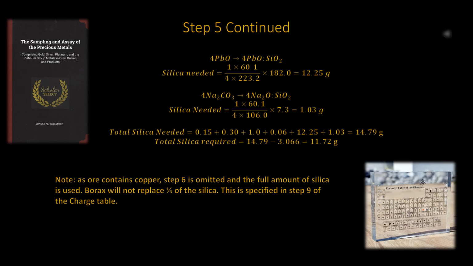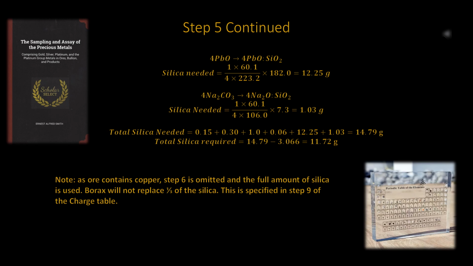Once all the calculations are completed, the results are simply added together. The total is the required amount to be added to the charge, less 1/3. In this case example, the full amount of silica, which is 14.79 grams minus 3.066, will be the amount to be mixed with the ore sample as a flux component. The 3.066 grams is the amount that was in the ore sample. 11.72 grams is the required amount to be added to the charge.